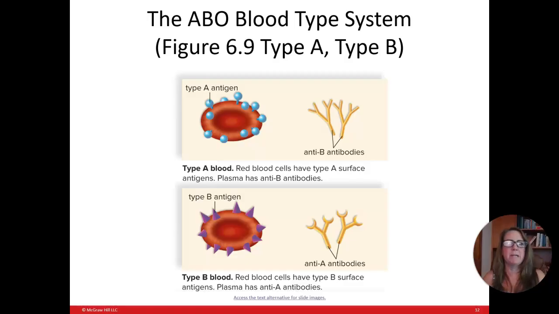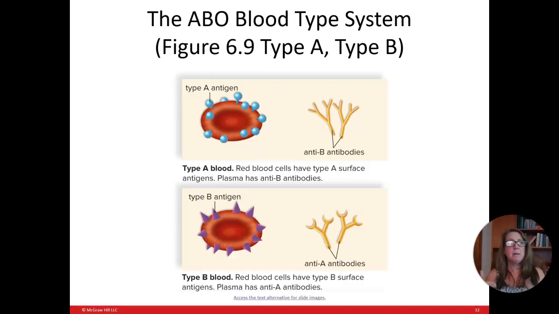It is a defense mechanism. I have type A blood. If I get another type A blood, I'm going to be hunky-dory because my red blood cells have these A antigens. But in my body, I carry anti-B antibodies. So if you give me B, then clumping is going to occur, and that could kill me.